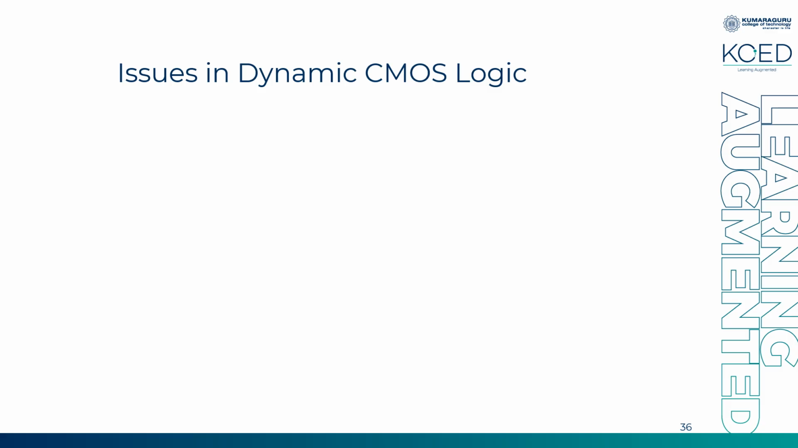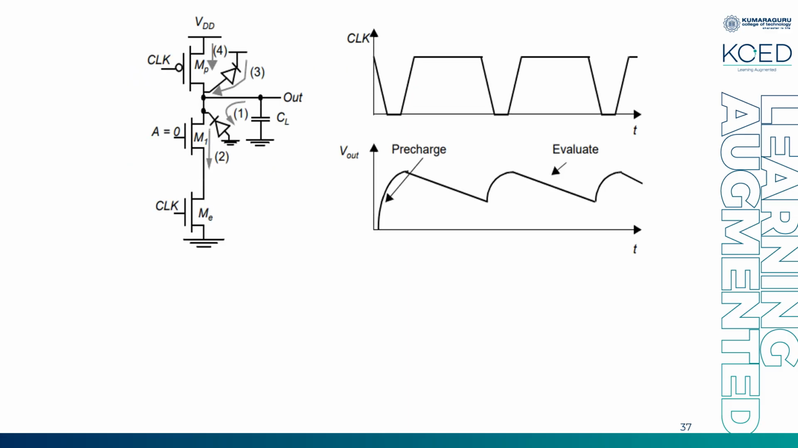So you have some important drawbacks or issues in dynamic CMOS logic: charge leakage, charge sharing, and capacitance coupling. First we'll see what is charge leakage. As you see, you have unnecessary parasitic diodes formed in your circuit. Whenever pre-charge happens via VDD, via MP, the pre-charge transistor, VDD flows via MP and gets charged into your CL.